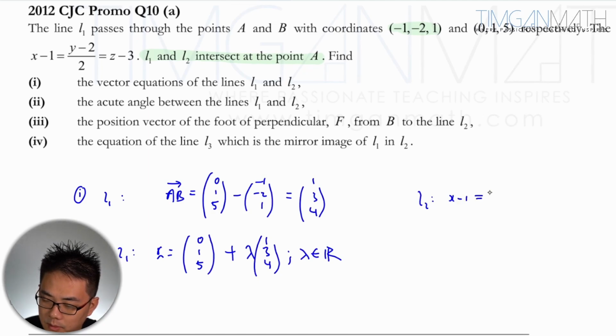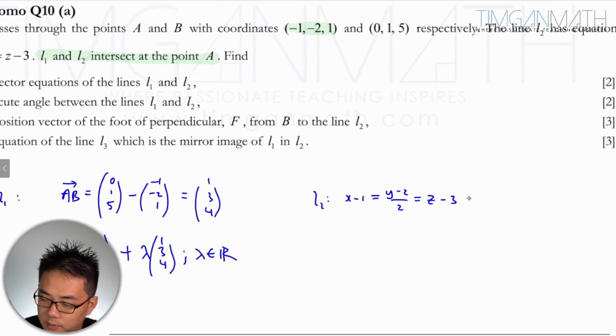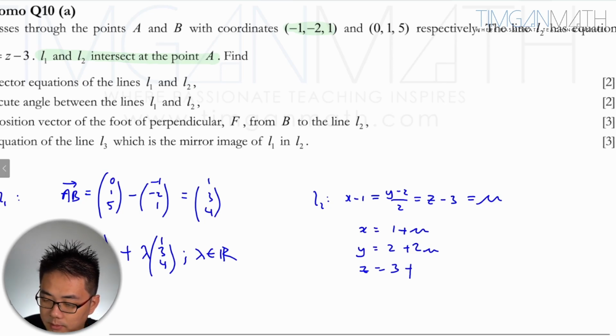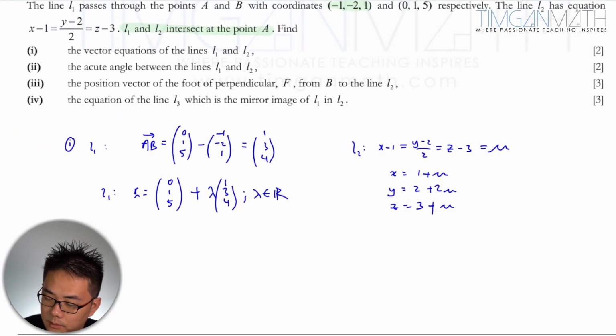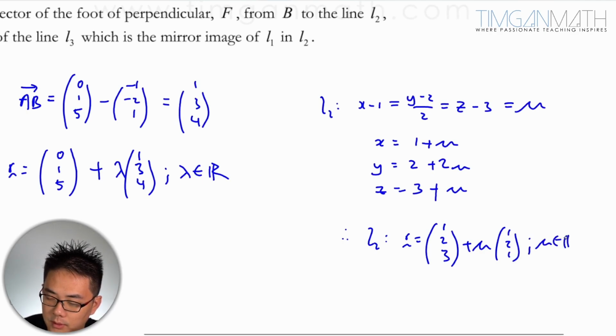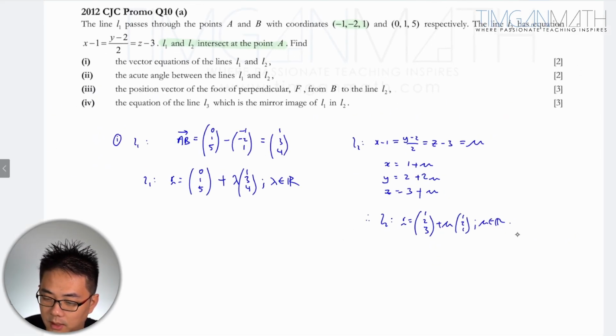X minus 1. This will give us mu. So 3 plus mu, 1 2 1. Should be quite fast. The first one is quite easy.